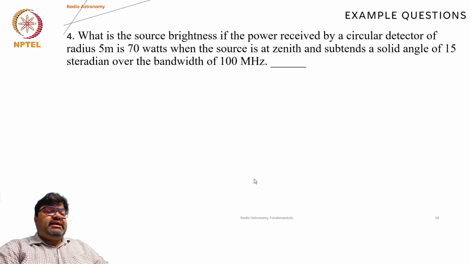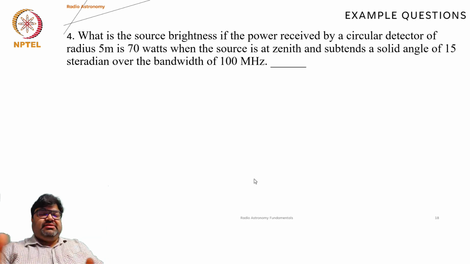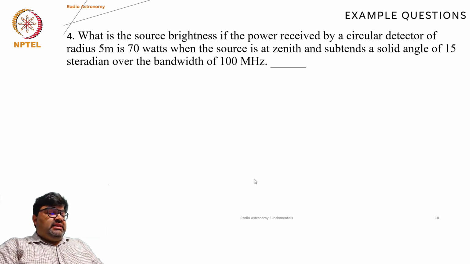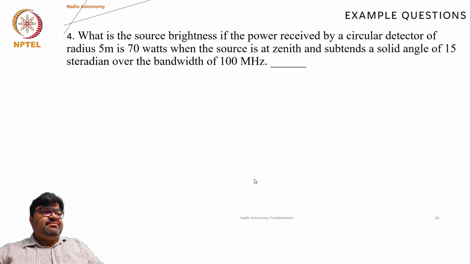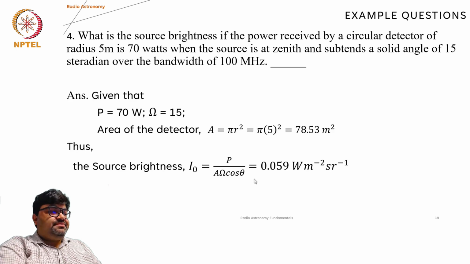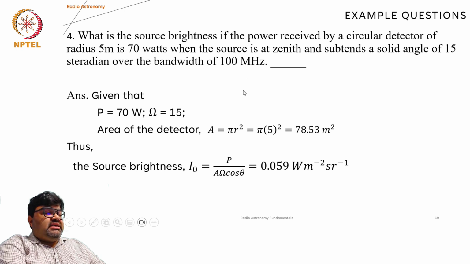Next example: what is the source brightness if the power received by a circular detector of radius 5 meter is 70 watts, when the source is at zenith and subtends a solid angle of 15 steradian over a bandwidth of 100 megahertz? Similar problem, a little bit different in the framing. Here we have the power, the radius of the circular detector, so the area has to be calculated. The solid angle is 15 steradian and the bandwidth is 100 megahertz. So P is 70 watt, the solid angle is 15 steradian, and A is pi r square since it's circular. So pi times 5 square, which is 78.53 meters square. Hence the source brightness or specific intensity is given by P over A sigma cosine of theta, which is 0.059 watt per meter square per steradian.